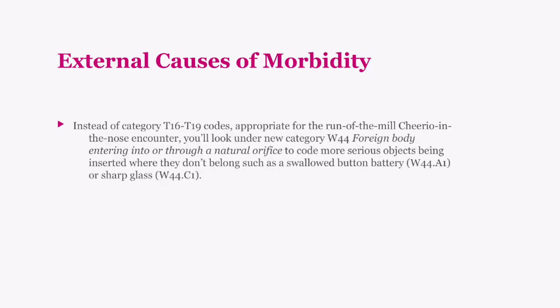External causes of morbidity. Instead of category T16, T19 codes, appropriate for the run-of-the-mill Cheerio in the nose encounter, you'll look under new category W44 foreign body entering into or through a natural orifice to code more serious objects being inserted where they don't belong, such as a swallowed button battery, W44.A1, or sharp glass, W44.C1.